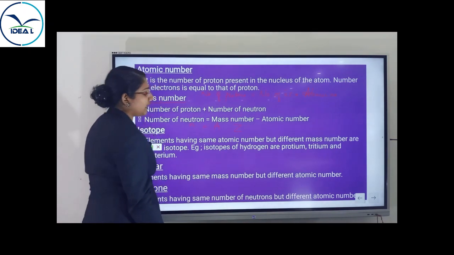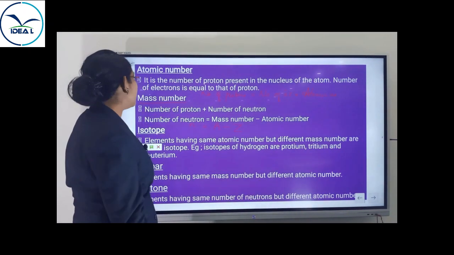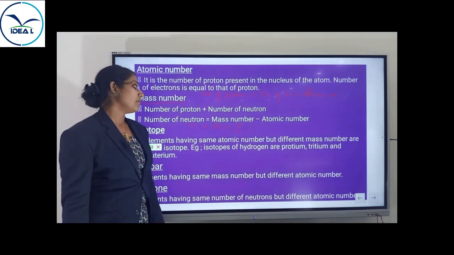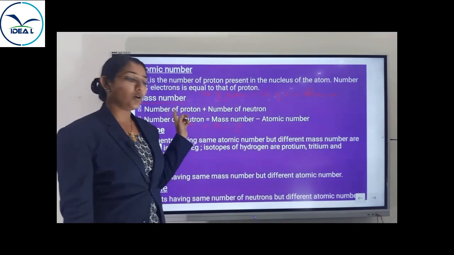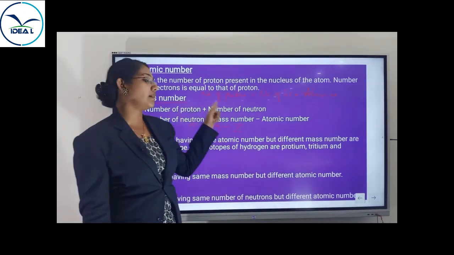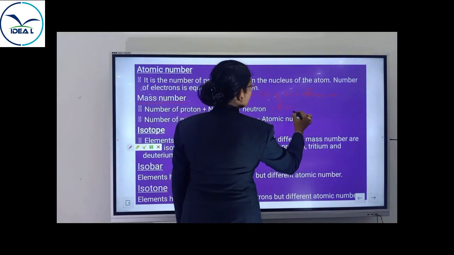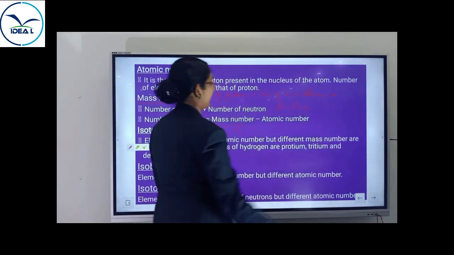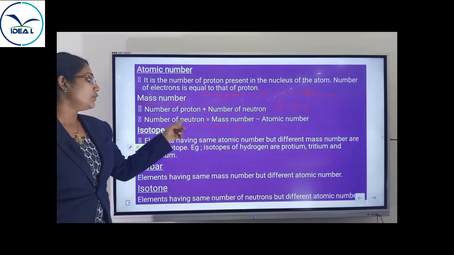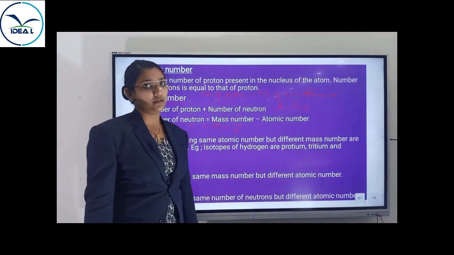So what is the equation? N is equal to A minus Z. So how to find mass number? Mass number is the sum of protons and neutrons. To find mass number, number of protons plus number of neutrons, that is A is equal to P plus N. Then number of neutrons, N is equal to A minus Z, mass number minus atomic number.